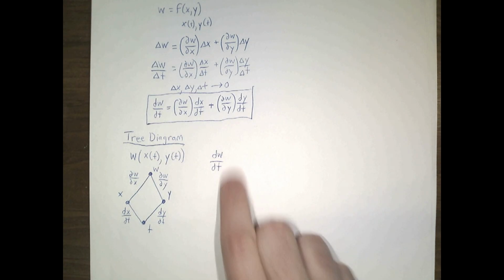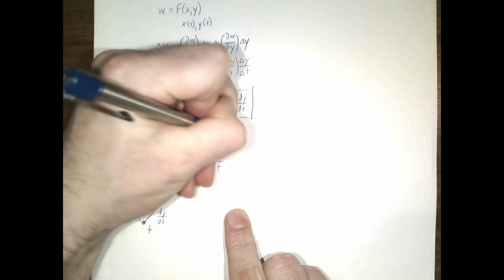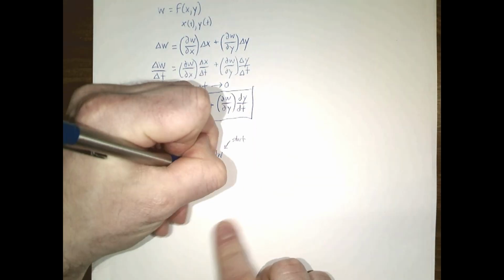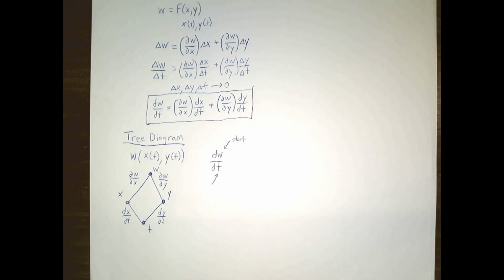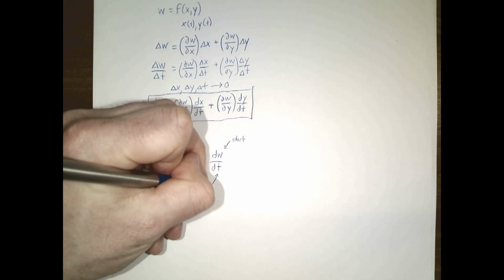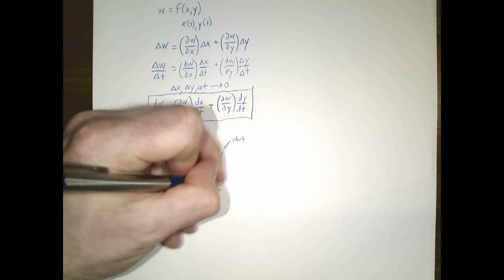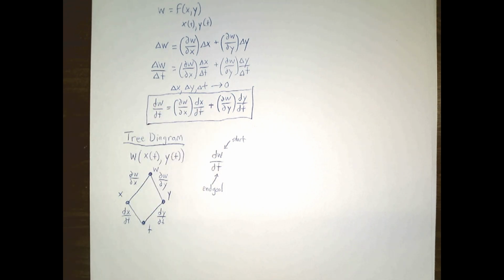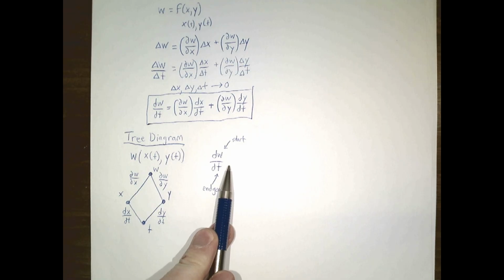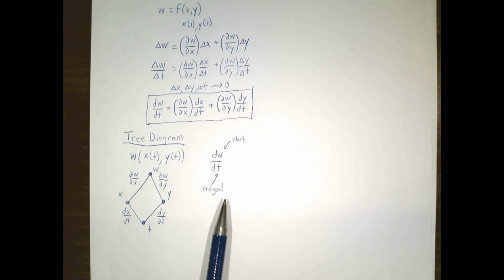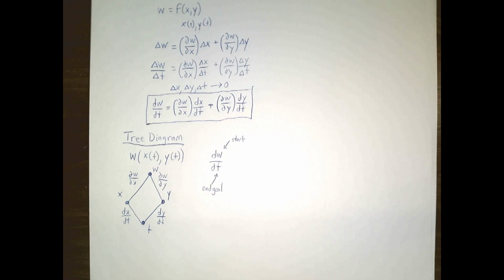W, the thing on top, is where I start. And then the thing I'm taking the derivative with respect to, t, is where I end. That's my goal. What we want to do with this diagram is start with our start, take all possible paths between our start and our end, and then add everything we encountered together.